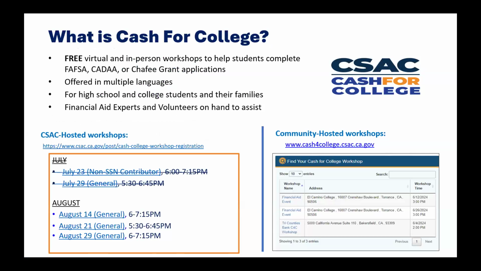Cash for College. As I mentioned, these are super helpful for students to complete the application and get the help they need. We are offering some virtual ones for statewide August 14th, the 21st, and the 29th. And then many of our partners throughout the state are still offering in person. So feel free to check out our website and see if there's one near you if you're wanting to volunteer or to have your students and families attend if they're still needing to submit their application.